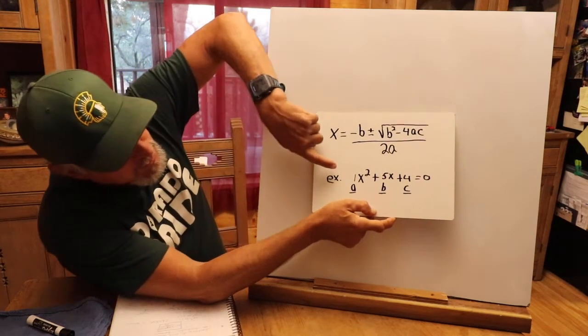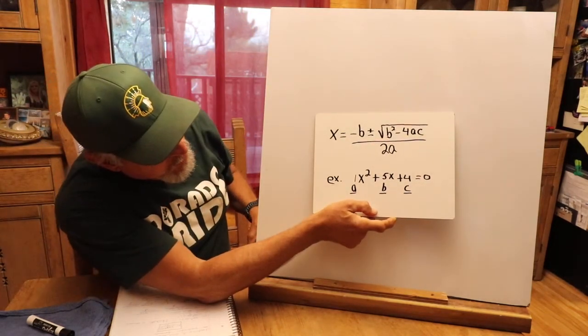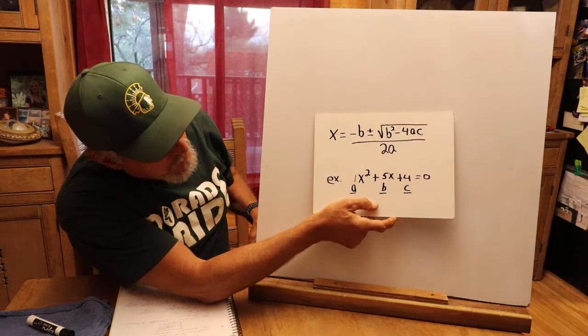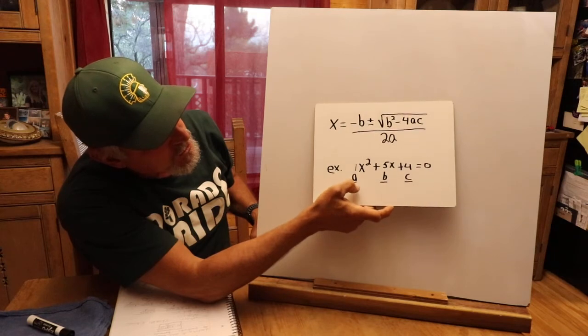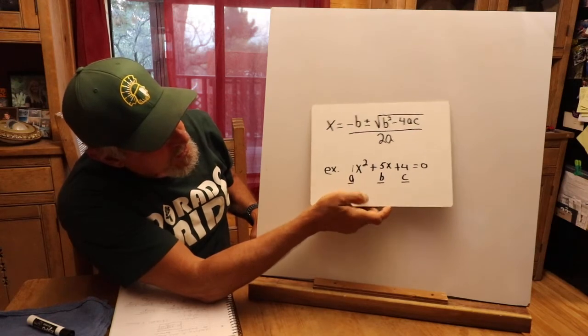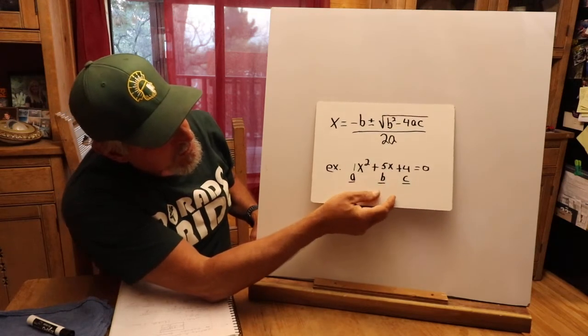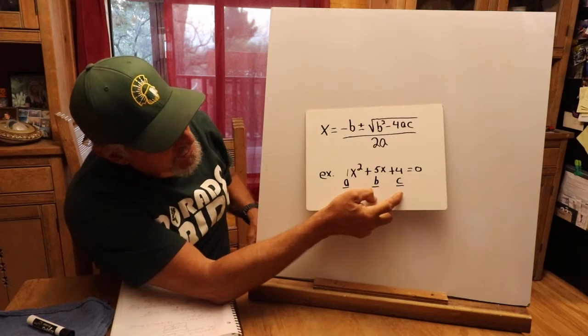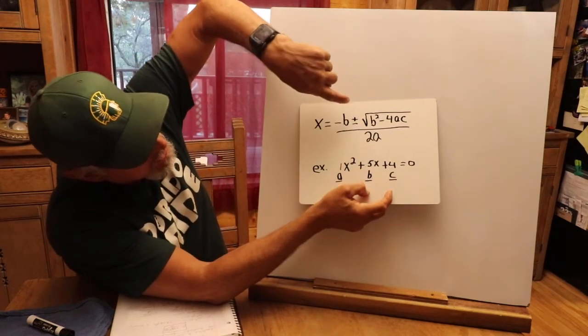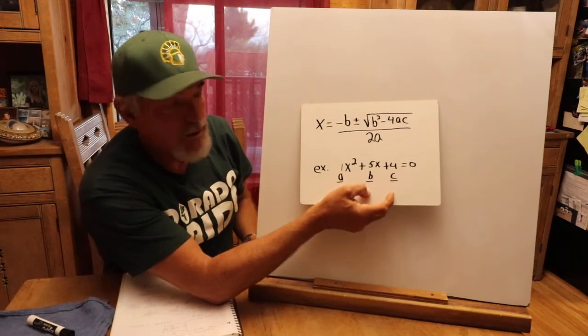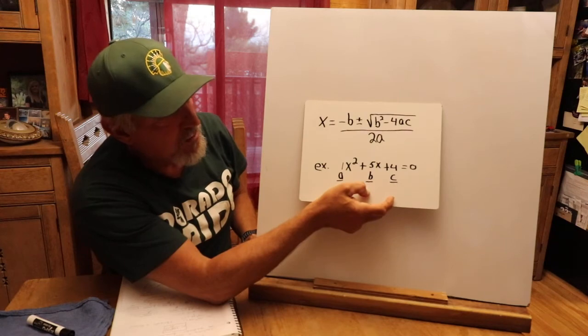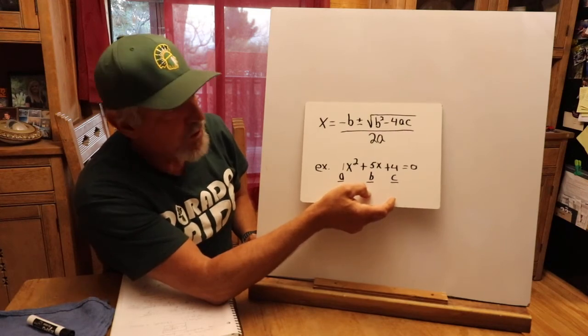I put an example below, x squared plus 5x plus 4 equals 0. They always have to be set equal to 0, the problems you do, and they have to be in order: the square, the x, and the number. The first term with the square is always your a, the middle term with the x is always your b, the last number is always your c. The a, b, and c are the numbers that you put in this formula. You don't have to memorize this formula, but you just need to write it down every time that you do a problem. I'll show you exactly how this works.